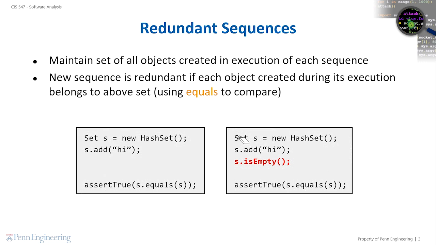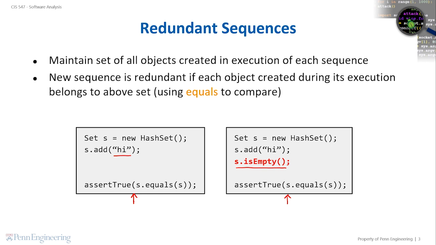Let's look at an example. Consider this sequence which creates a hash set and adds a single element, the string "hi", to it. Suppose we then extend this sequence with a call to s.isEmpty. Is this new sequence redundant compared to this sequence? The answer according to Randoop is yes, because the equals method states that the set object s in the new sequence is logically equivalent to the set object s in the old sequence.